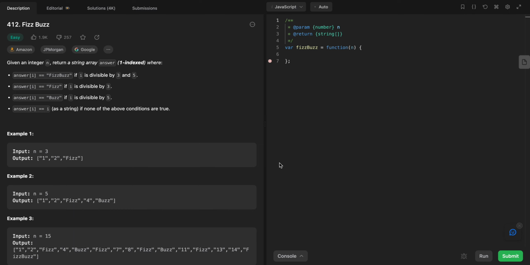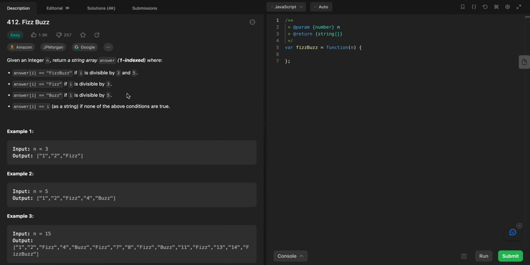Today we have the famous problem, FizzBuzz. I guess it's quite an easy problem, and maybe most of you are familiar with it. I didn't solve it before, but I am aware of it, and I know it's one of the most famous problems in interviews. So let's just talk about this one.